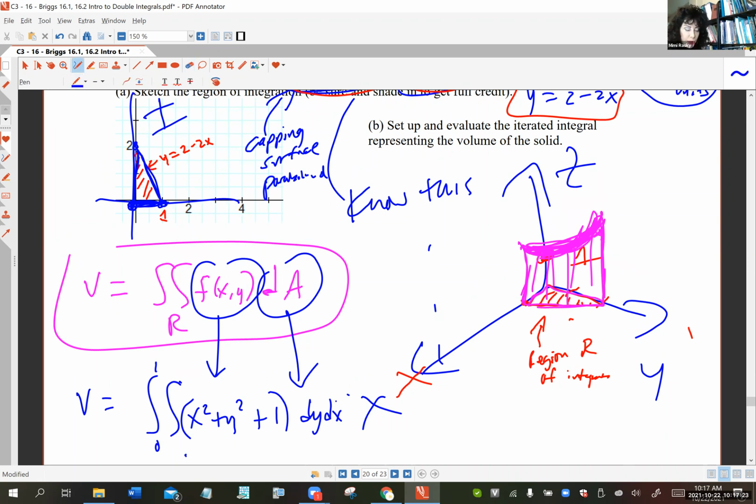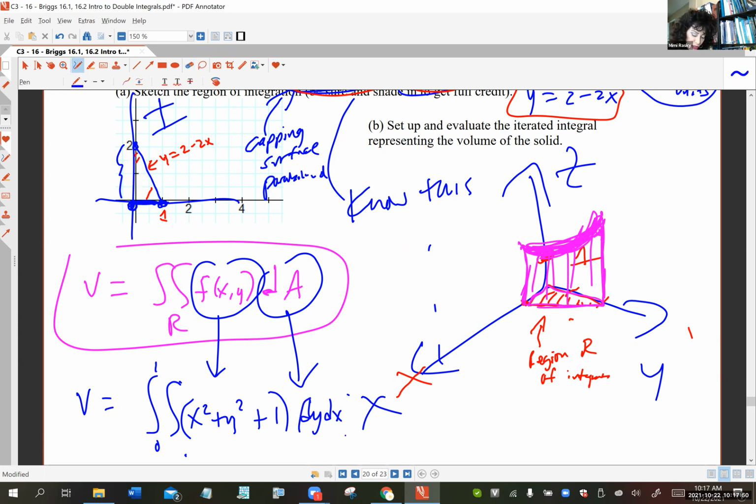Now, what's y doing? Please do not look at the triangle and go, oh, it looks like y is going from 0 to 2, I'll just write down 0 to 2. No. Remember, if all 4 limits were pure numbers, that would mean your region would look like a rectangle. And this triangle does not look like a rectangle. So you're not allowed to put 0 to 2 for your limits for y.